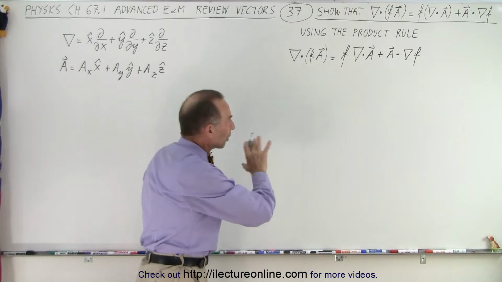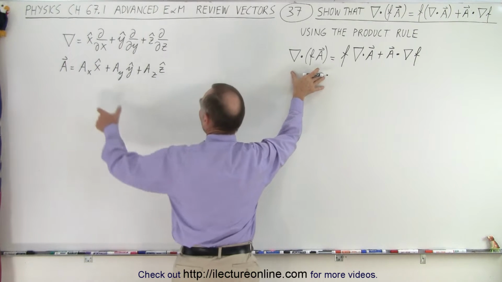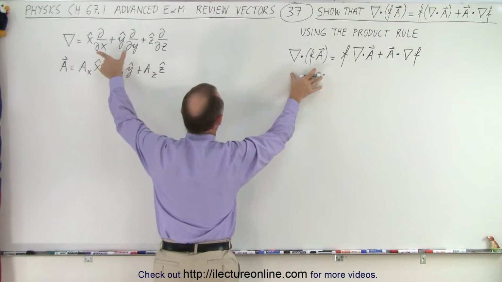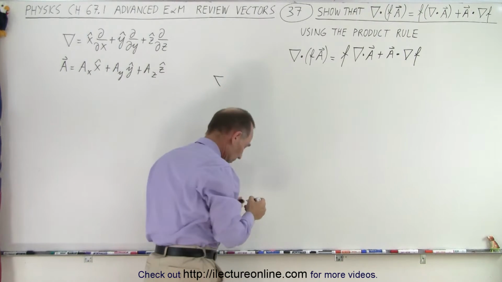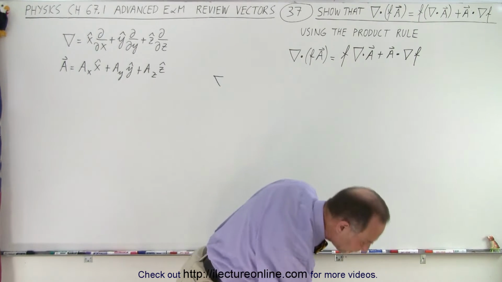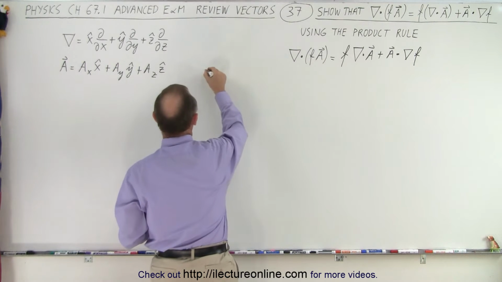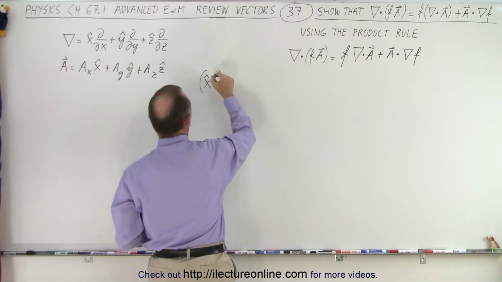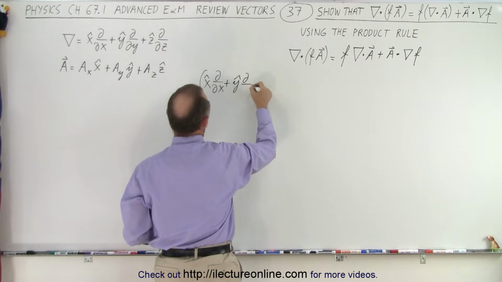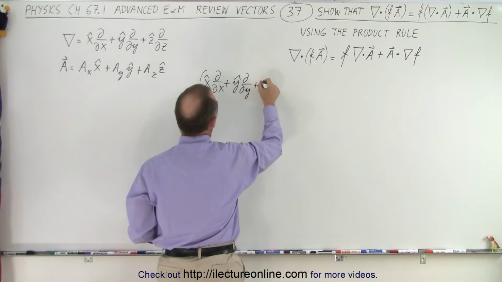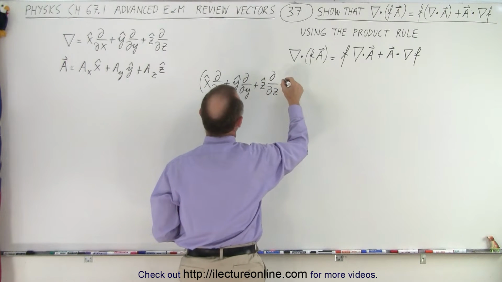But now let's try to work that out slightly differently. We'll go by the definitions of what these things are. So what we're going to do is we take the Del operator. So we have the Del operator, which is right here. Well, let me write it out. Erase this here. Let me write out the Del operator, which is equal to x unit vector times the partial derivative with respect to x, plus the y unit vector times the partial derivative with respect to y, plus the z unit vector times the partial derivative with respect to z.